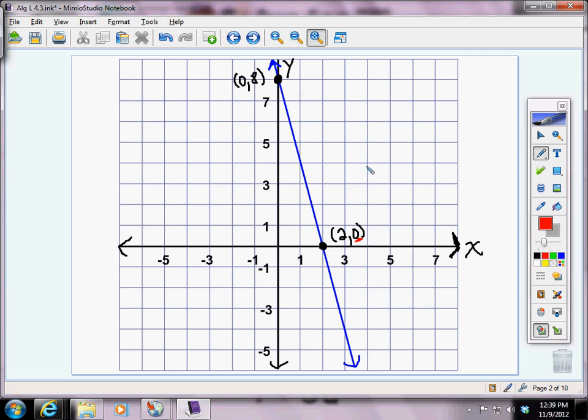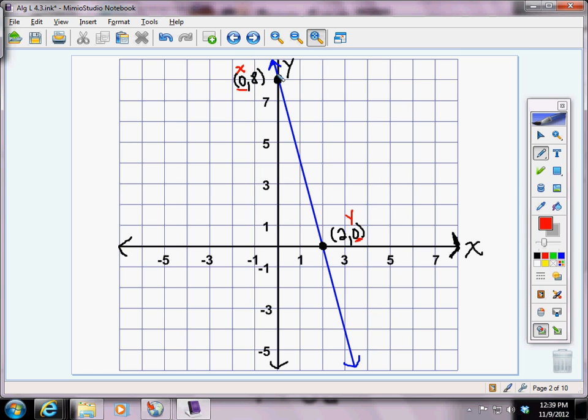When a line crosses the x-axis, its y value is always going to be 0, because remember, our y coordinate tells us how much we have gone in the vertical direction, either up or down. And if we don't move up or down at all, that's 0.